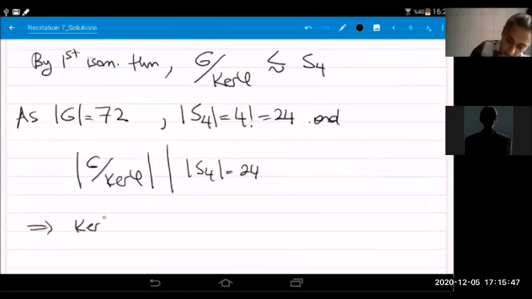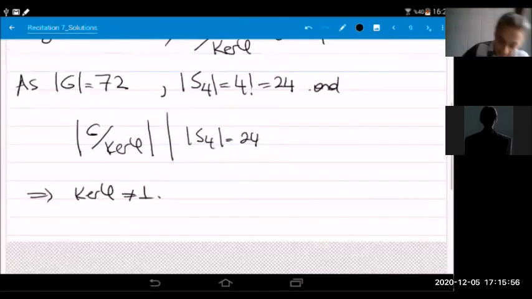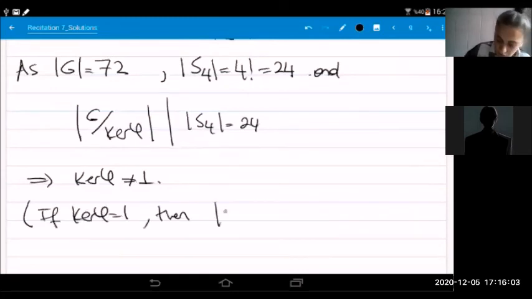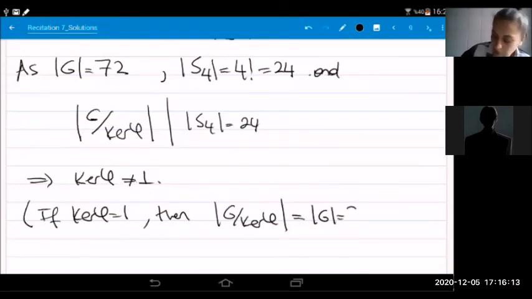kernel phi is non-trivial. There has to be something, right? Because if kernel phi is trivial, then the order of G over kernel phi is equal to the order of G, which is 72, which does not divide 24, right? So there has to be something inside the kernel. But is it the whole group?